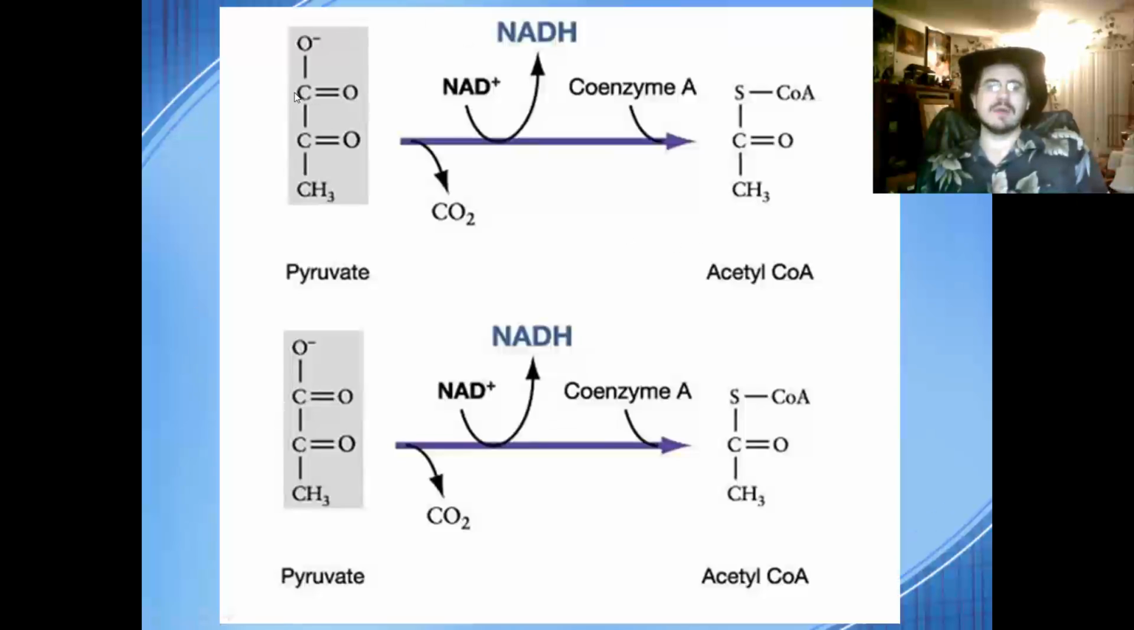So here we go. This is our C3H3O3. We kick off CO2. We get an NADH. Coenzyme A swoops in and binds, and we have our acetyl CoA. And since we start off with 2 pyruvate, well, this happens twice, and we get 2 acetyl CoA.